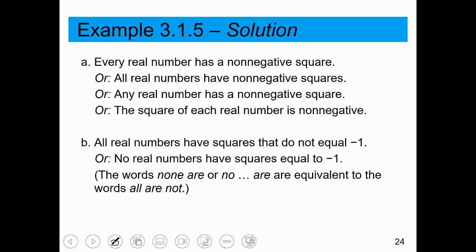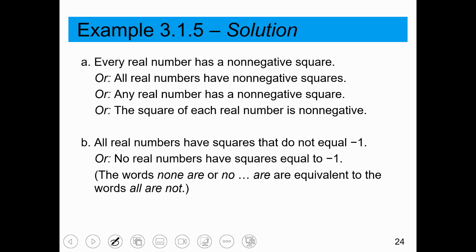And as you can see, there are a few variations, and you may have even said this a little differently, and that's okay. These are just some of the ways you could translate the formal mathematics into an informal sentence. Part B, all real numbers have squares that do not equal -1, or no real numbers have squares equal to -1.